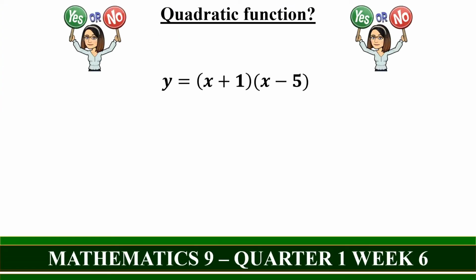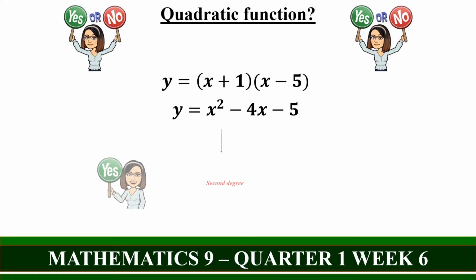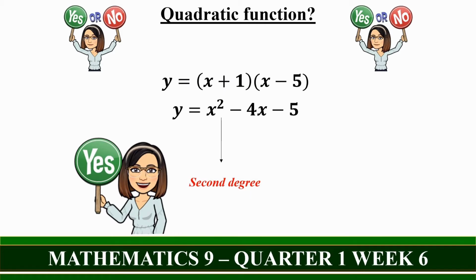Try this one. y is equal to the quantity x plus 1 times the quantity x minus 5. Is this a quadratic function? The answer is yes. We first simplify the equation by multiplying the two binomials. We will get x squared minus 4x minus 5. And this equation is in the second degree. So this is a quadratic function.